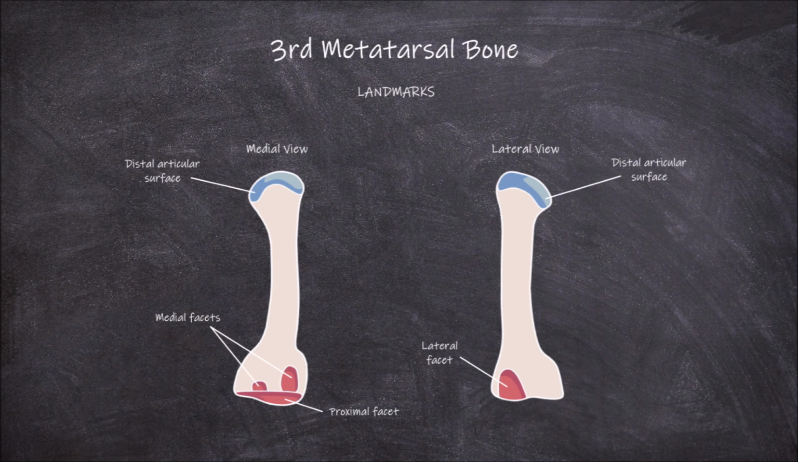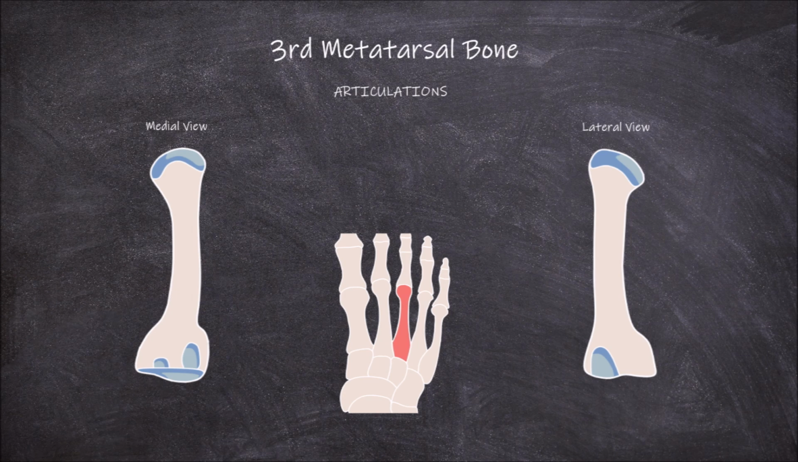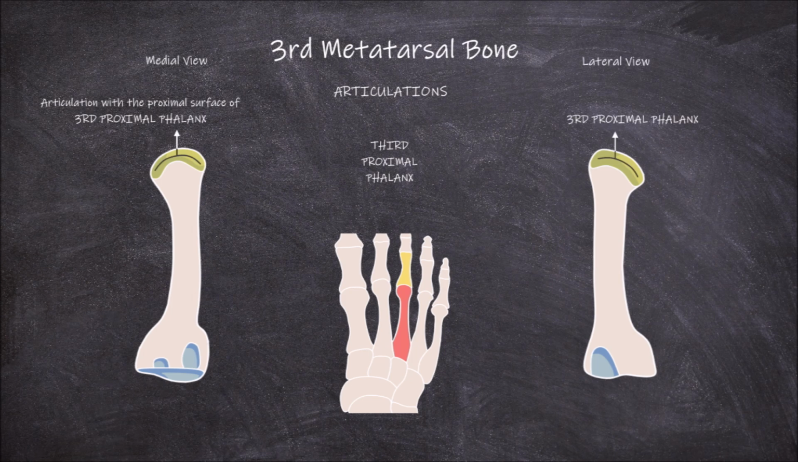Let's now look at the articulations this bone has with other bones. This bone articulates with four other bones. The first of these articulations is with the third proximal phalanx. The articular surface on the distal surface of the third metatarsal articulates with the articular surface on the proximal surface of the third proximal phalanx.